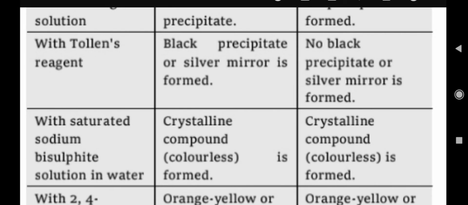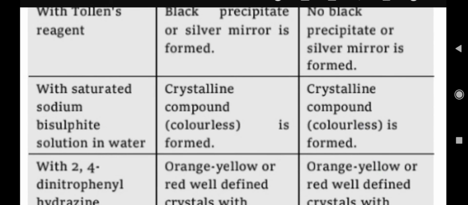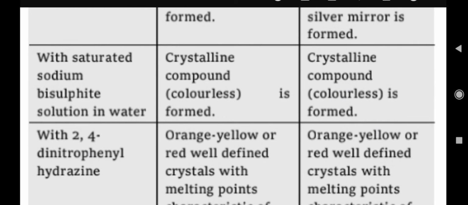Crystalline compound that is colorless is formed. If you have taken any aldehyde and add saturated sodium bisulfite solution in water on that compound, you will find a crystalline compound which will be colorless, and a colorless crystalline compound is formed also in the ketone. So there is a similarity in both conditions. We find a colorless crystalline compound either in ketones or in aldehydes.